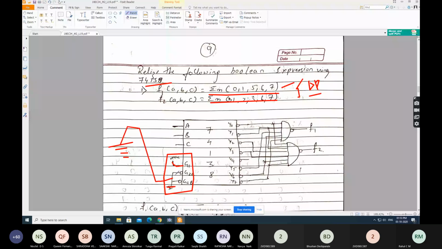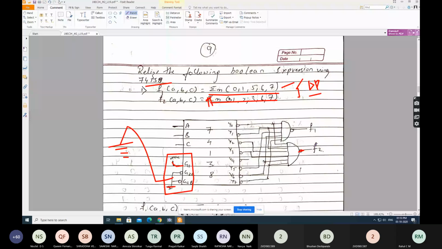What if I had given a pi here? The second equation, F2, if it had been a pi, what will you do? Which gate? I'll remove the bubble and directly use the gate. Understanding? Yes or no? I'll remove the bubble here. That's it.